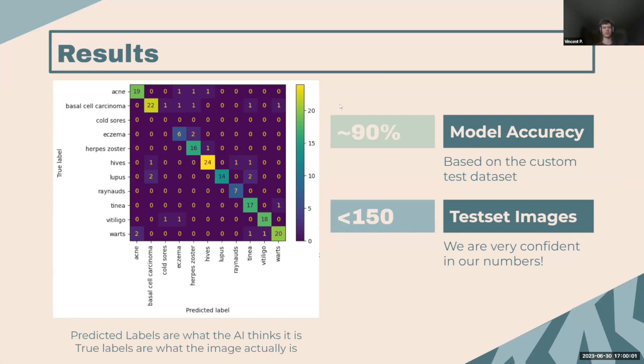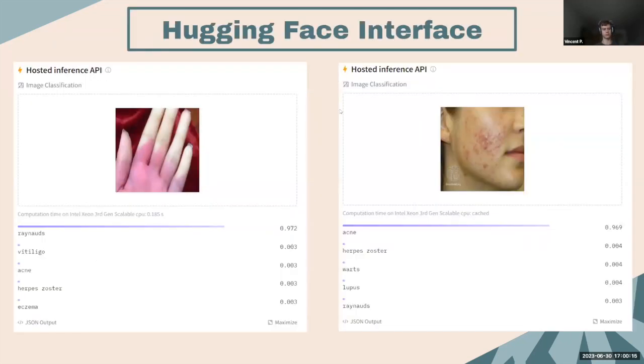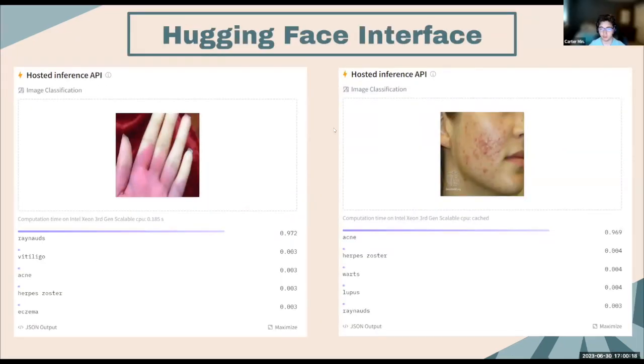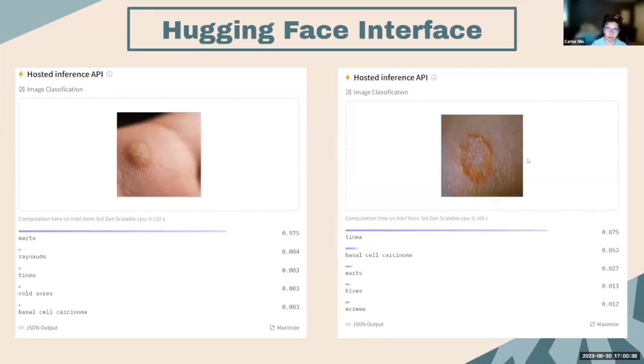In the future, we would like to even out our test set a little more, because some classes are overrepresented in our test set, if you can tell. We would probably fix that in the future. All right, so this is our Hugging Face interface. We uploaded our model from Google into Hugging Face to show how it works. In the first image, it scored a 97% accuracy, and in the second, it scored a 97. Similar with other ones from the test data set.